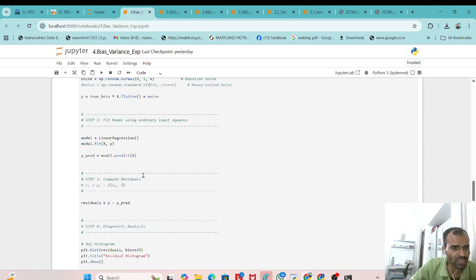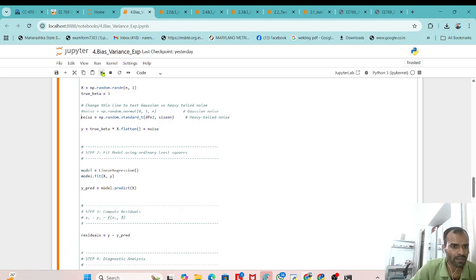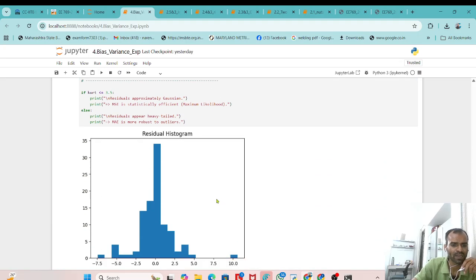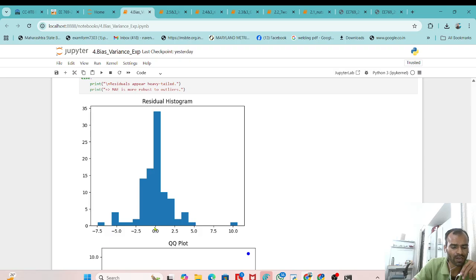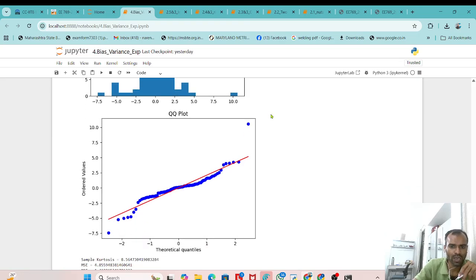Now if we change these things, make this change, activate this and run this code, then you will clearly find that most of the residual errors are centered around 0. And you will see that this is the long tail example. There is a long tail and most of the errors are centered at 0, and in the QQ plot you will see that some outliers are there.